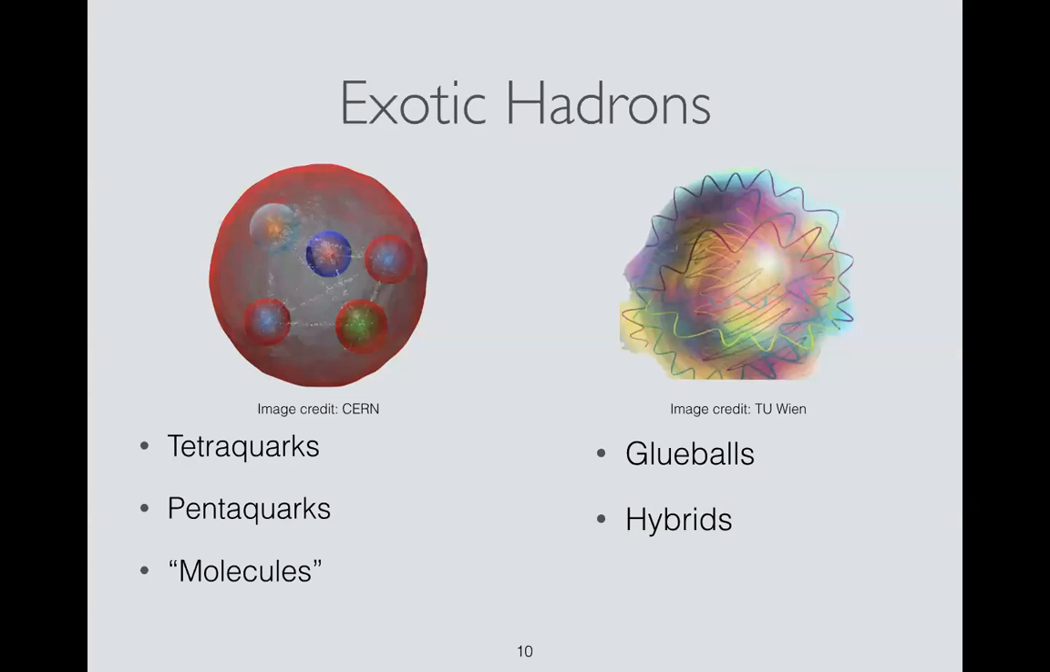But lately, experiments have been discovering left and right these exotic hadrons. These are things that can't be described either as a baryon or a meson. So there's tetraquarks. I would say probably about 2012, the tetraquark was confirmed. And a tetraquark is going to be 2 quarks and 2 antiquarks, right, for a total of 4. You can also have pentaquarks.